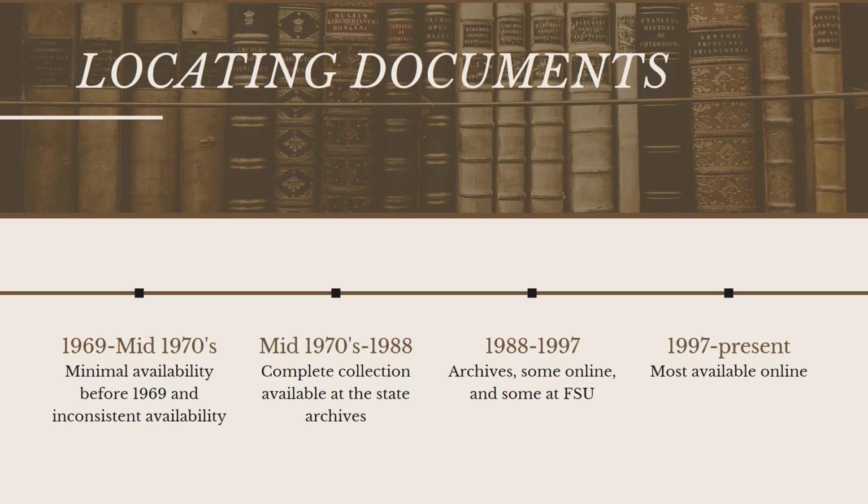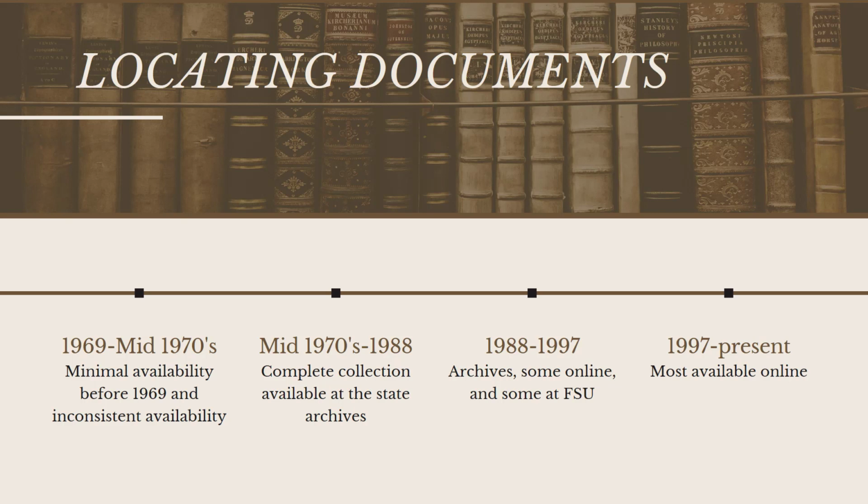Depending on the time period of when a law was passed, you may or may not be able to find a lot of legislative history materials. Prior to 1969, pretty much nothing exists. They didn't keep anything around. 1969 to mid-70s, you have some things, but not a lot. You're going to probably have to go to the archives for those. Mid-70s to 1988, the complete collection is at the archive. We've been starting to digitize some things at the Research Center, but it's not a comprehensive collection. You would really want to go to the archives to double check anything from mid-70s to 1988.